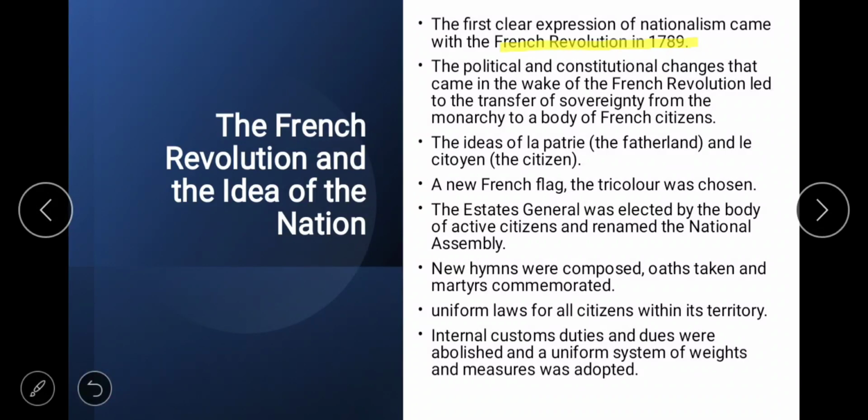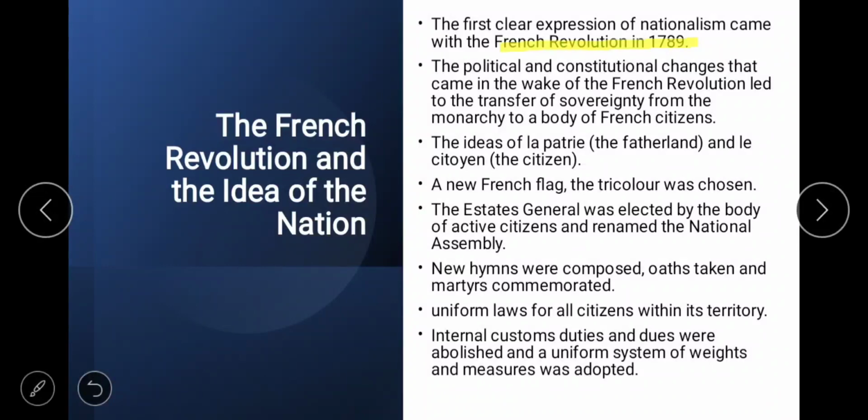But it was the various measures and practices by the French revolutionaries since the very beginning of the revolution, which actually brought political and constitutional changes that further led to the transfer of sovereignty. What did I say about sovereignty? Sovereignty meaning power to rule. So various practices and measures by the revolutionaries led to the transfer of sovereignty from the hands of monarchy to a body of French citizens.